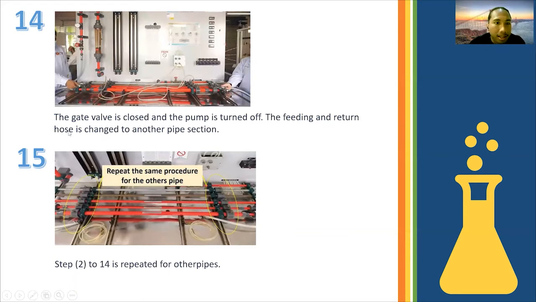The feeding and return hose are changed to another pipe section. The 15th step is we are going to repeat our steps from step 2 to step 14 for another pipe. That is 3 pipes that we use for this experiment. So I think that's all for the procedure. Thank you very much.